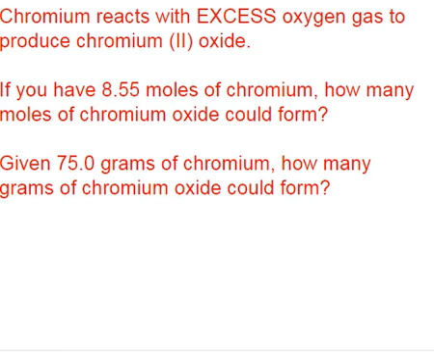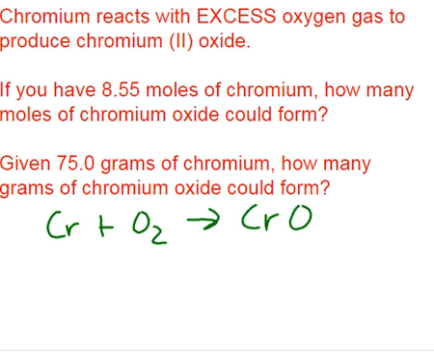So if we get a balanced equation first, chromium's a metal, so it's just Cr. Oxygen gas could be O2. And then chromium(II) oxide is just going to be CrO. So that one balances pretty easily.